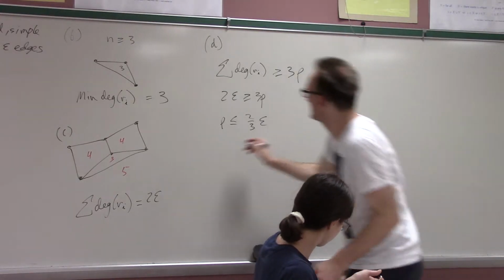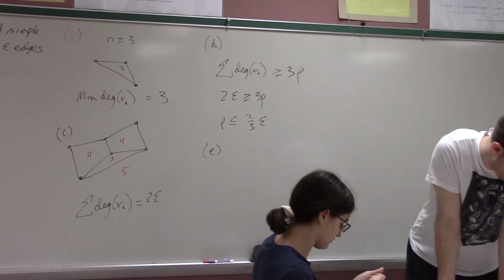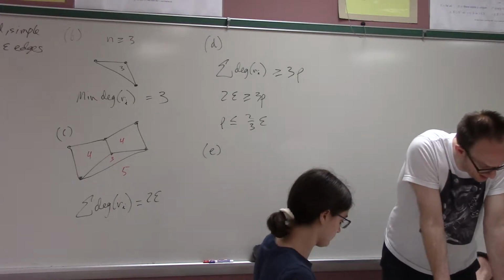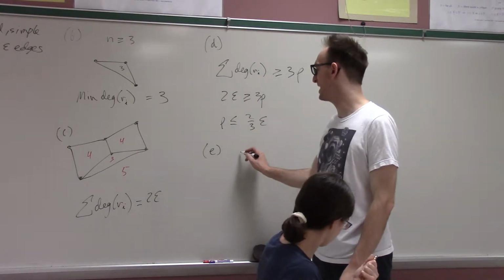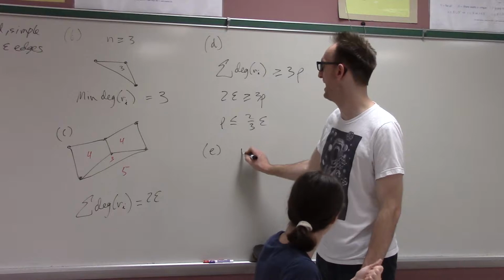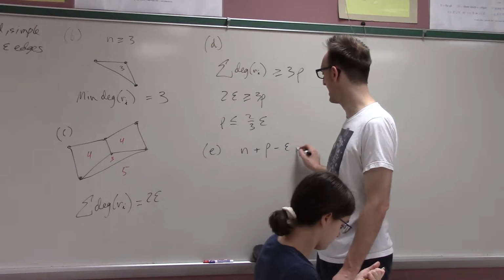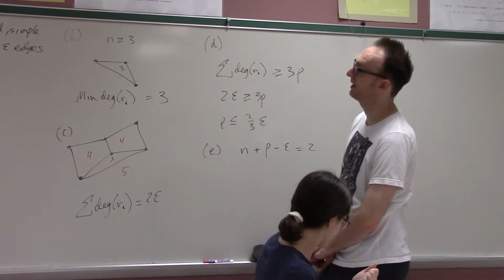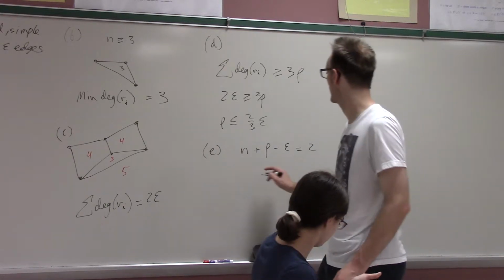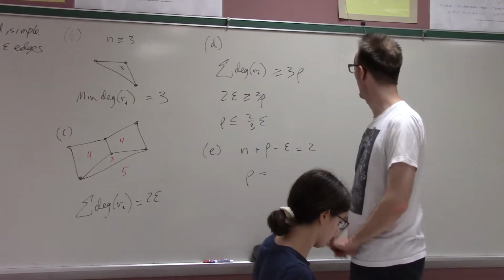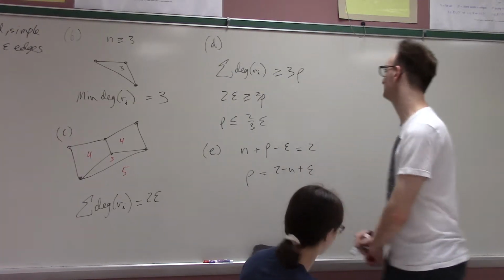The final thing says, use Euler's formula, Gossett calls it, but maybe people get mad about that. So I've been calling it Euler's characteristic formula to complete the proof of the proposition. Okay, so what do we know? Euler's characteristic formula says that the number of vertices, which we're calling n in this case, plus the number of faces or regions minus the number of edges is 2. Plug it in. So what I have here is that rho is 2 minus n plus epsilon.